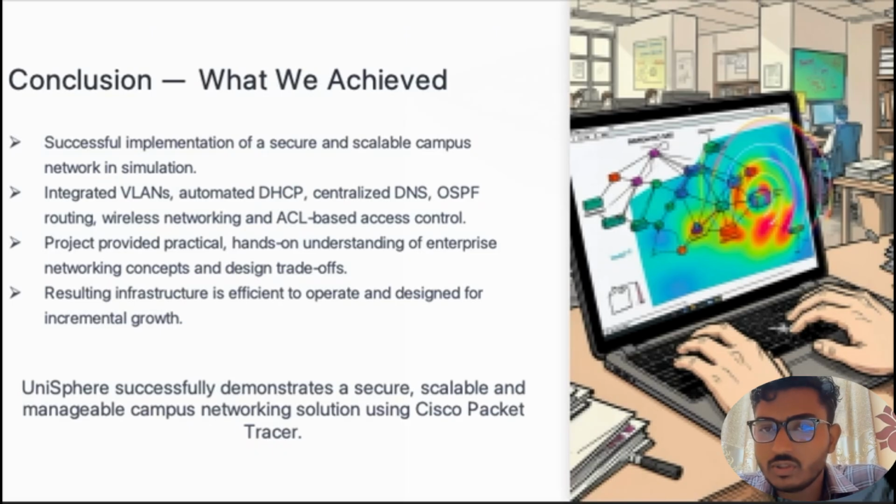In conclusion, the UniSphere project successfully demonstrates the design and implementation of a secure and scalable campus network. The integration of VLAN, DHCP, DNS, OSPF routing, and ACLs created an efficient and manageable network environment. The project also provided valuable practical experience in network design, configuration, troubleshooting, and management.